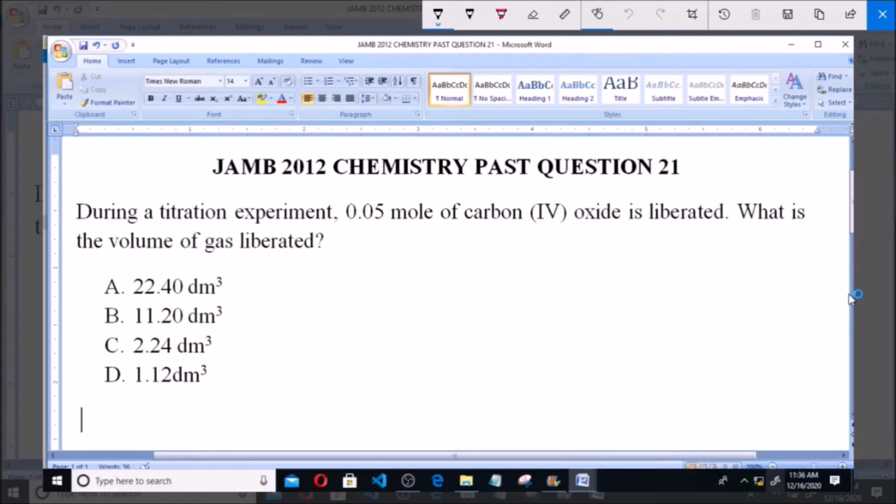I'll be answering JAMB 2012 chemistry past question 21. During a titration experiment, 0.05 mole of carbon(IV) oxide is liberated. What is the volume of gas liberated?